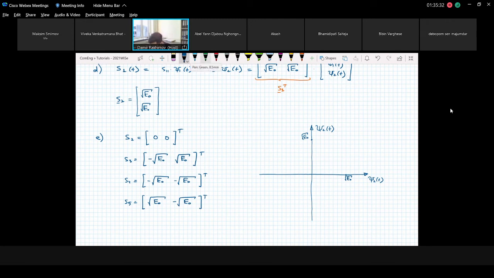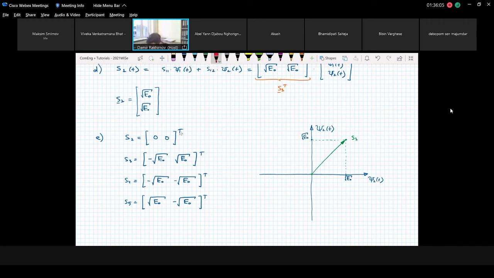We start with signal 1, of course, S1. And it has coordinates square root of E0, square root of E0. So this is the point where we place our first signal, S1, and it's represented by a vector that goes from origin to this point. This is our first signal, S1.